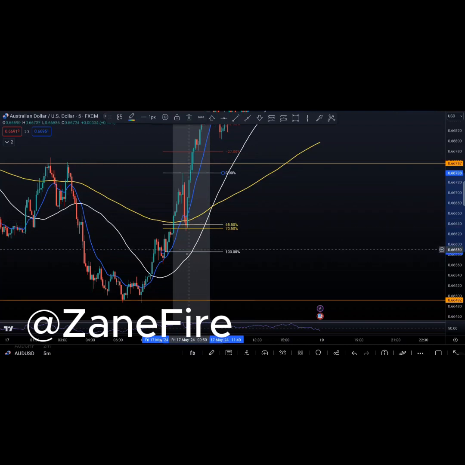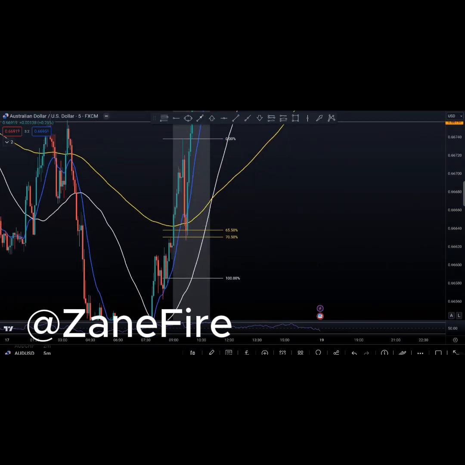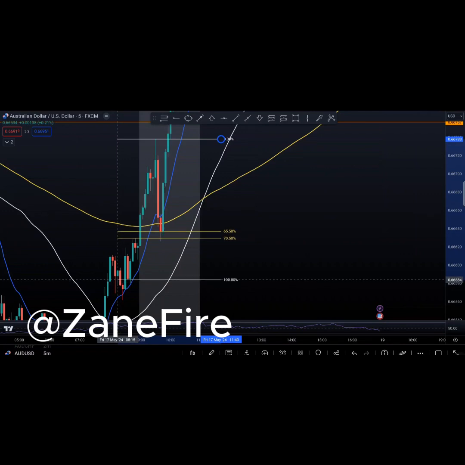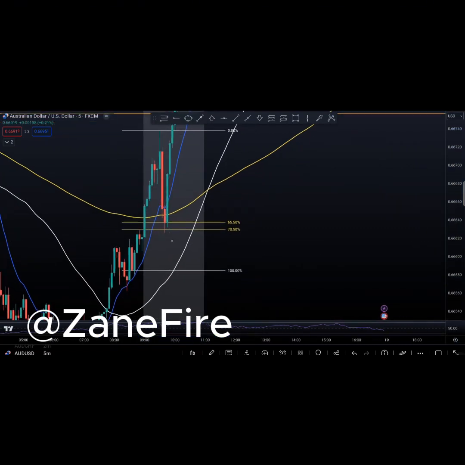Now, I will say this. I like doing my fib, and let me zoom in for you so you can see it. I like putting my fib body to wick. Why? It just works. When I backtest everything, literally, it just works for me. And as you can see, the market came back down, hit our golden area, our entry area. Once the market comes down and it hits that 65 and that 70 or even in between, get in.